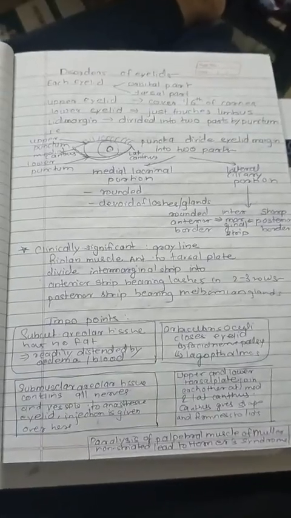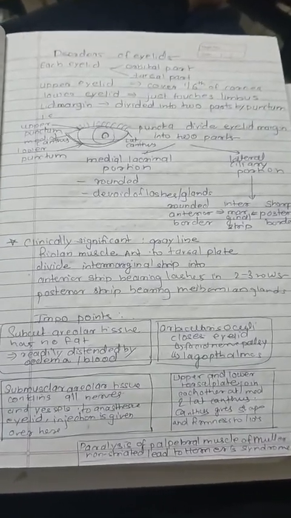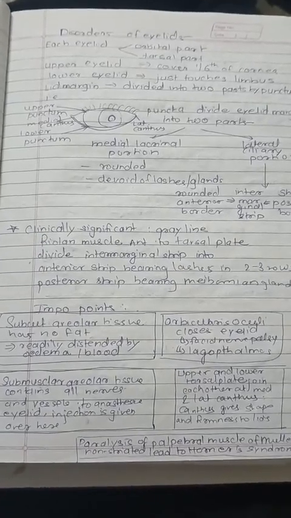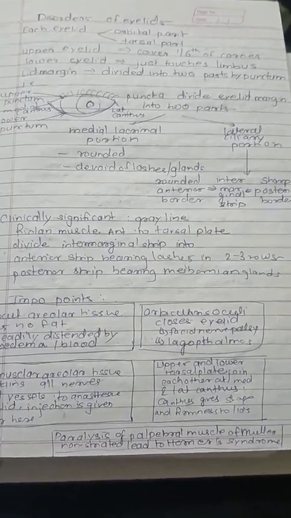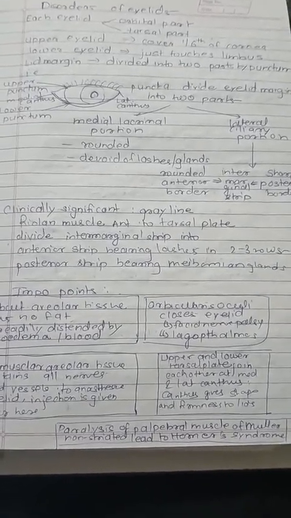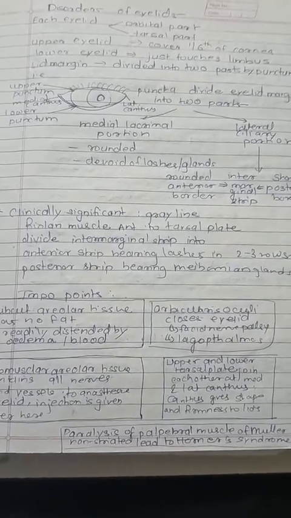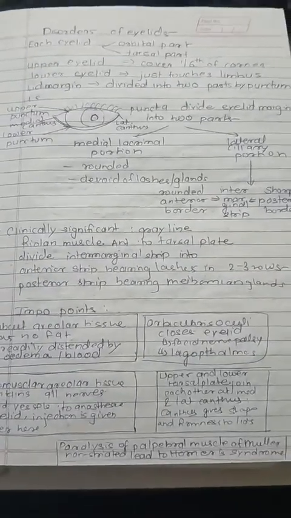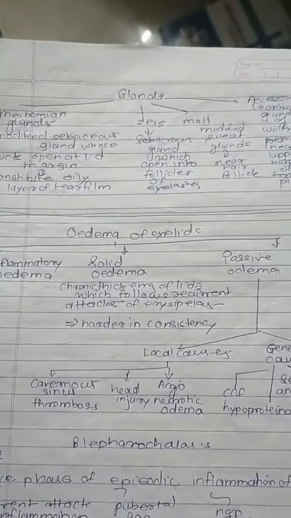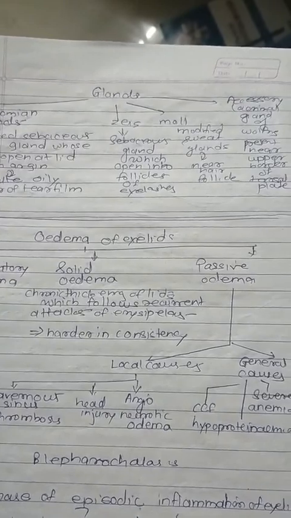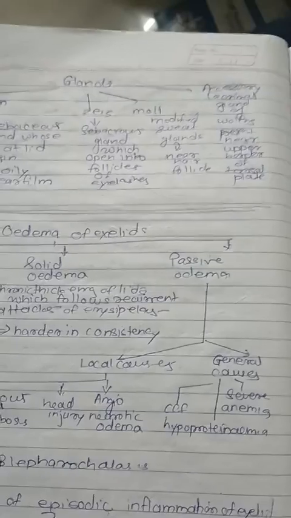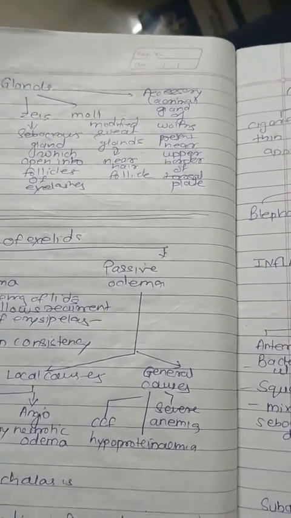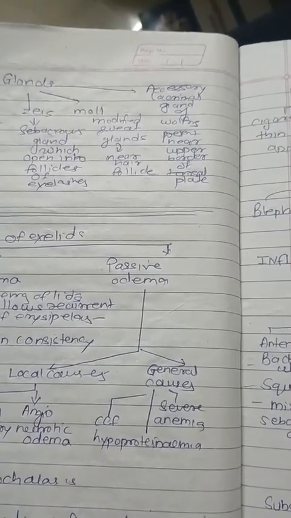So this is basically the clinically significant gray line, formed by the muscle of Riolan, which is anterior to the tarsal plate and divides the intermarginal strip into an anterior strip bearing lashes in 2 to 3 rows and a posterior strip which bears the meibomian glands. And these meibomian glands are the important glands of the eyelid. Other glands are also present, we will see them now. Glands of Zeis are sebaceous glands which open into the follicles of eyelashes. Glands of Moll are modified sweat glands which are near the hair follicle. And we have the accessory lacrimal glands of Wolfring present near the upper border of the tarsal plate.